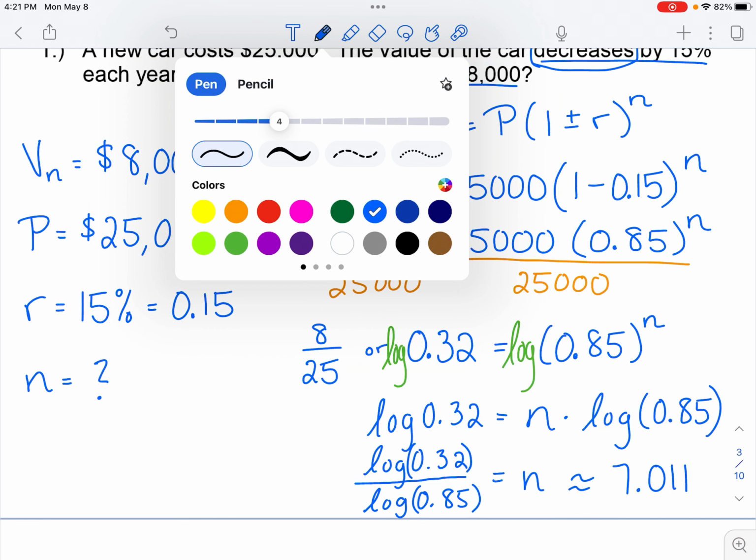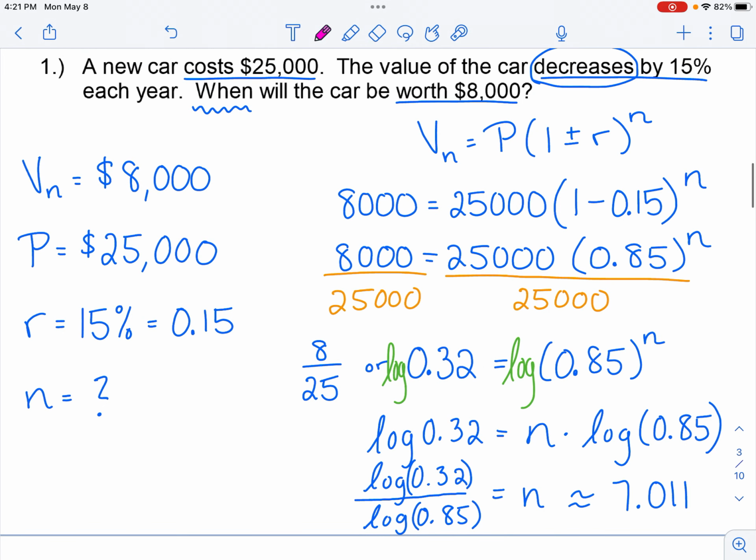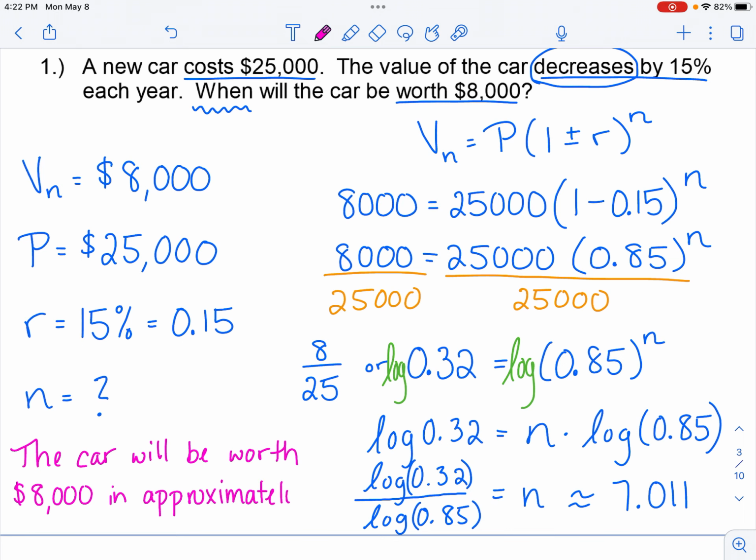So I started with words, I need to end with words. My final answer here, it said, when will the car be worth $8,000? So the car will be worth $8,000 in approximately 7 years here. I'm going to round to a whole number because it's realistic to do so. I could keep it as 7.011, and that would be fine, but I don't have to.